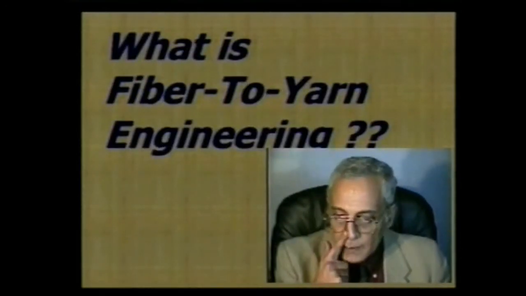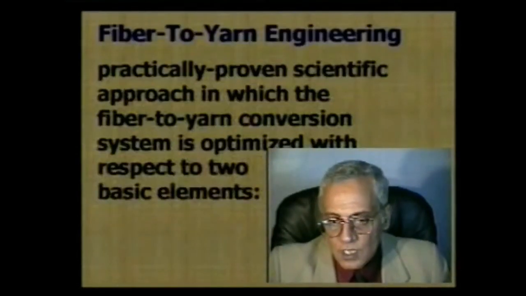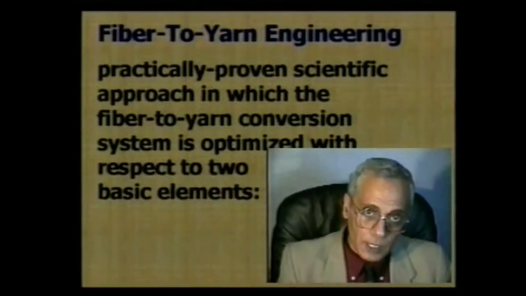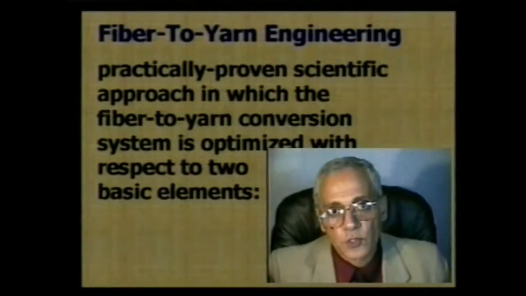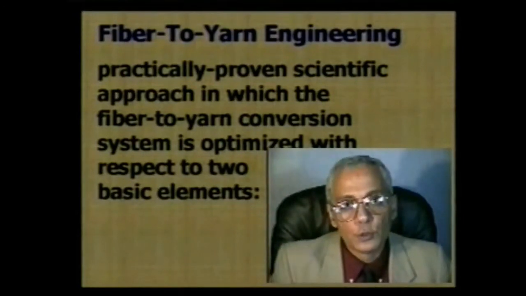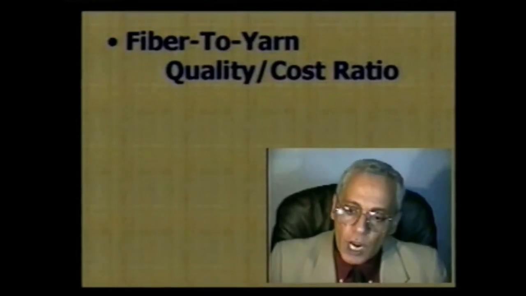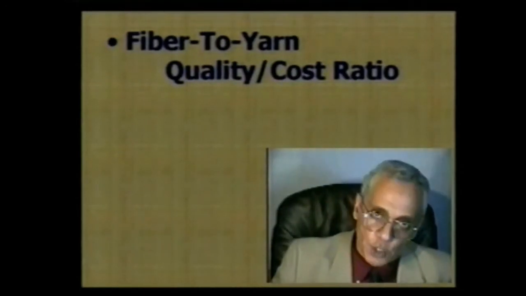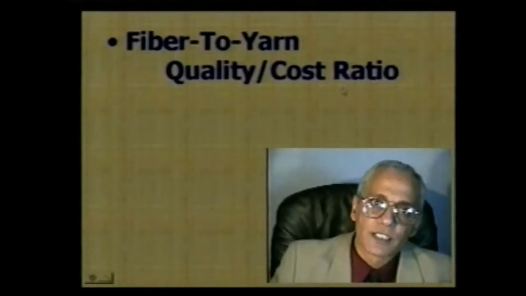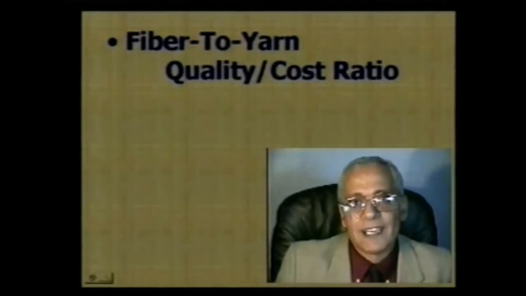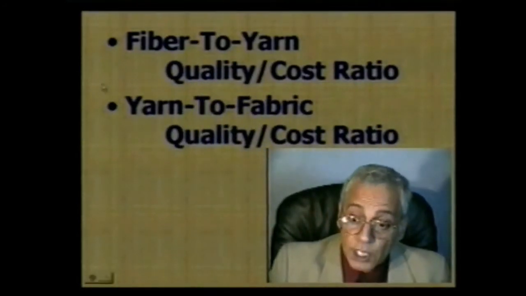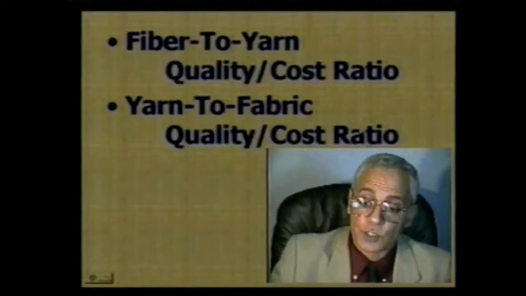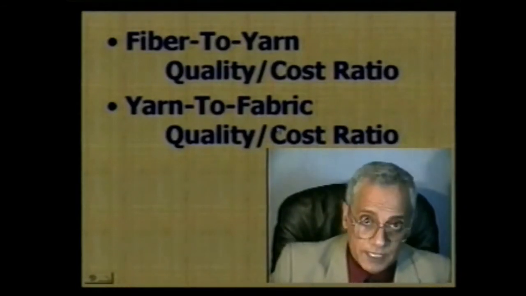Fiber-to-yarn engineering is generally defined as a practically proven scientific approach in which the fiber-to-yarn conversion system is optimized with respect to two basic elements. Number one, the fiber-to-yarn quality-cost ratio. If we can optimize this ratio, then we will improve the value-to-value correlation that we mentioned early on. Number two, the yarn-to-fabric quality-cost ratio, because yarn is about fabric.